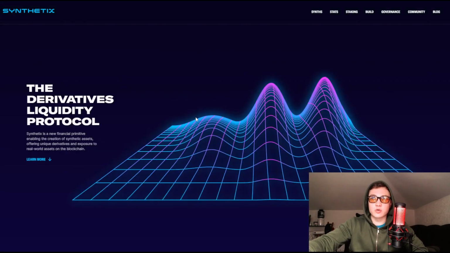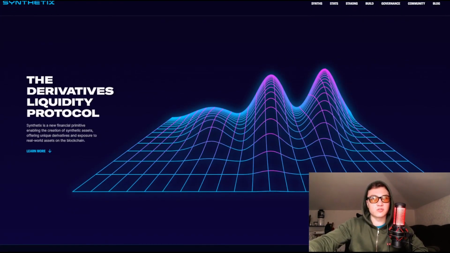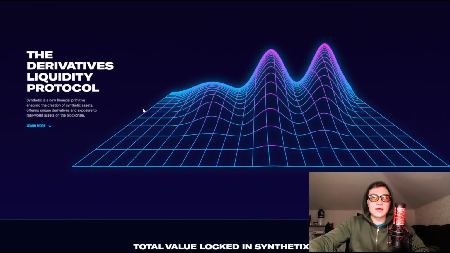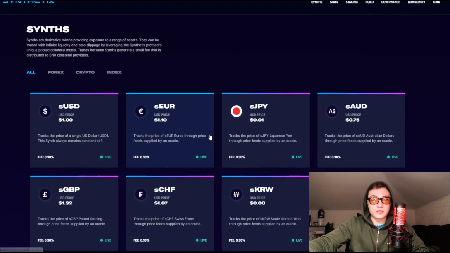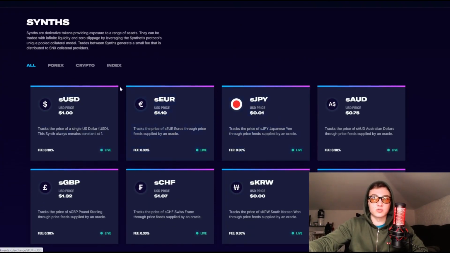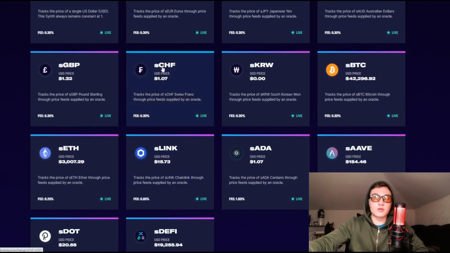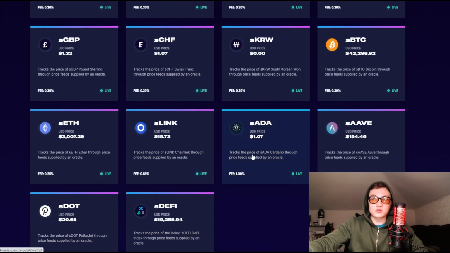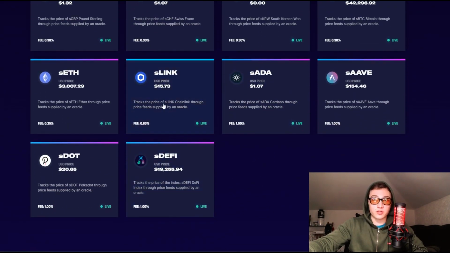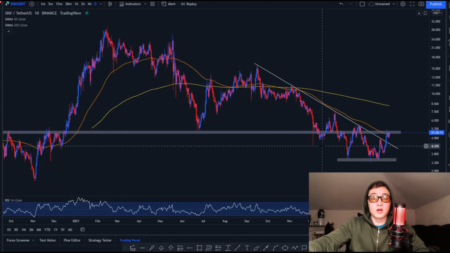So if you actually go on the website, you'll see a lot of long words. So derivatives, liquidity protocol. It's basically trying to create a bridge between crypto and synthetic assets and allowing you to purchase, buy or sell these assets themselves. Now these assets are called synths, and you have synths for a lot of different currencies in the world. For example, the dollar, the euro, Japanese yen, Australian dollar, British pound, Swiss franc, and more, right? You also have a few cryptos right here being followed with live price feeds. And apparently they are providing some type of value because the chart is showing some promising upside.